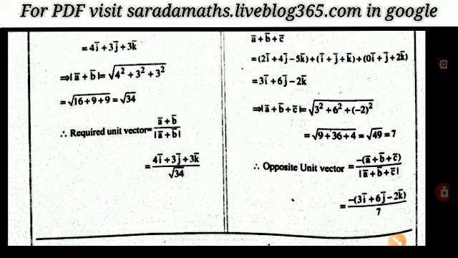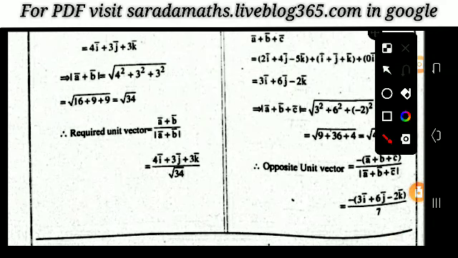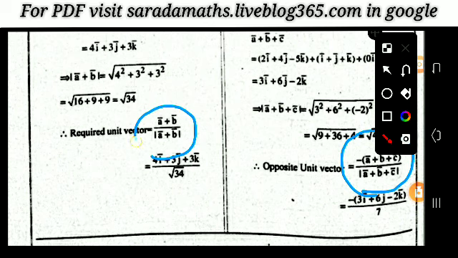Next, find the unit vector in the direction of a plus b. Very, very easy question: a plus b by mod a plus b. Find the unit vector in the opposite direction of a plus b plus c. So finding a plus b plus c, and mod a plus b plus c, the opposite unit vector is equal to minus of a bar plus b bar plus c bar by mod a bar plus b bar plus c bar. Opposite direction means you have to take the minus sign. In the same direction means there is no need to take the minus sign. In the opposite direction means you have to take the minus sign. Okay, this is the important point here.